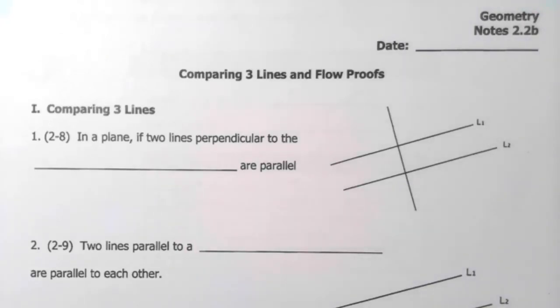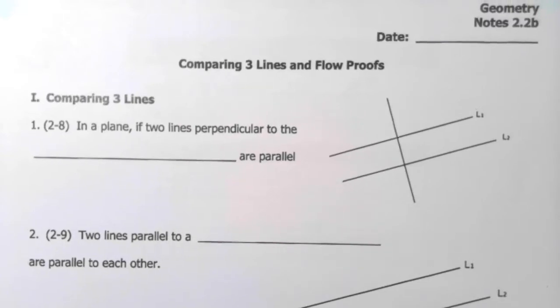Good afternoon. We are going to work with some theorems that deal with three parallel lines or three-line comparisons. And then we're also going to go through what a flow proof is. And we're going to take a chance to practice writing a two-column proof as a flow proof. Flow proofs are one of the ones you need to know how to read at a minimum. All right, so here we go.